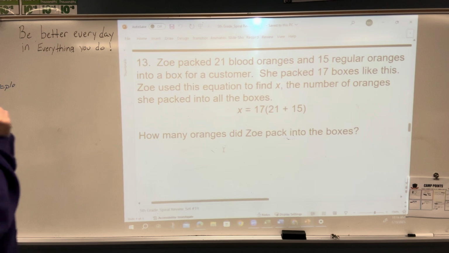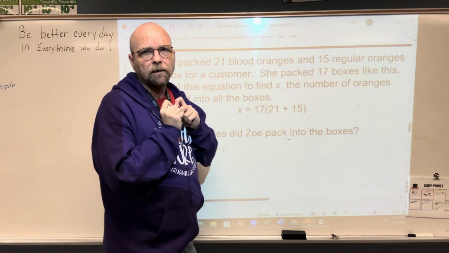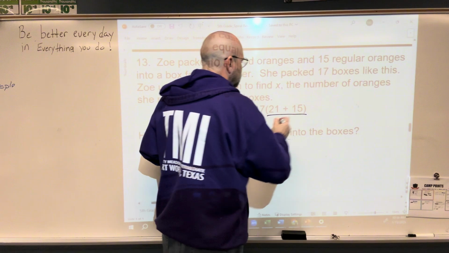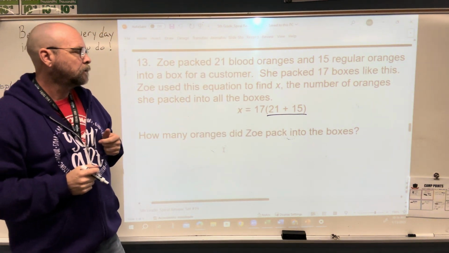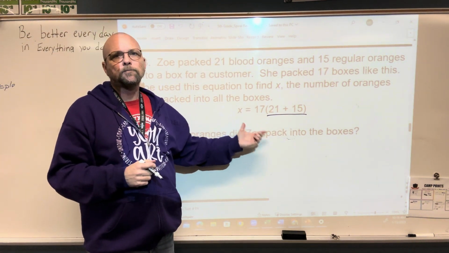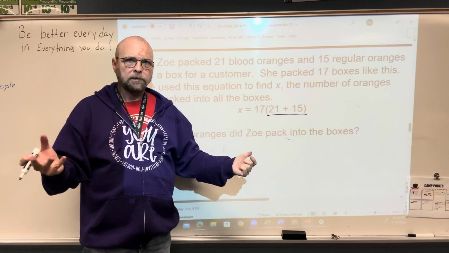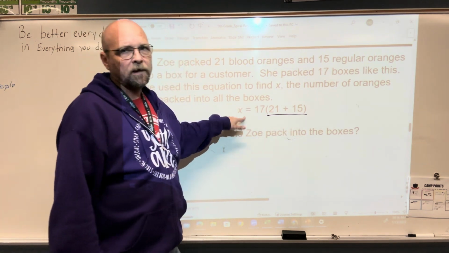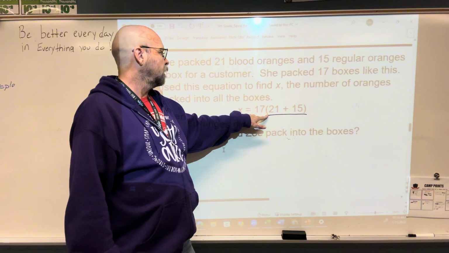Problems like this are brilliant because they tell us exactly how to solve it. So if we have this equation right here, it's telling us how to do this problem. You don't even have to do any trying to figure out how to do it. It gives us the equation. We have to solve the equation. We have to solve for X.